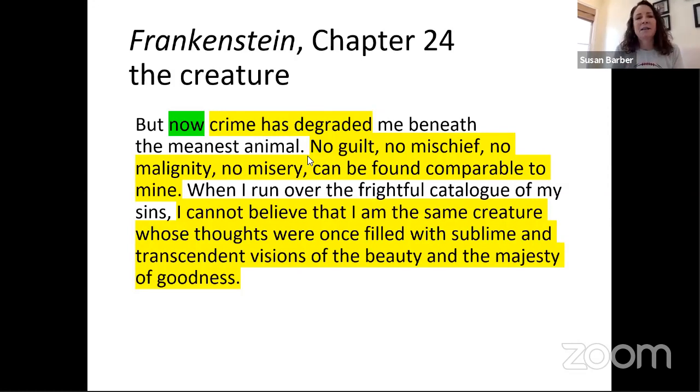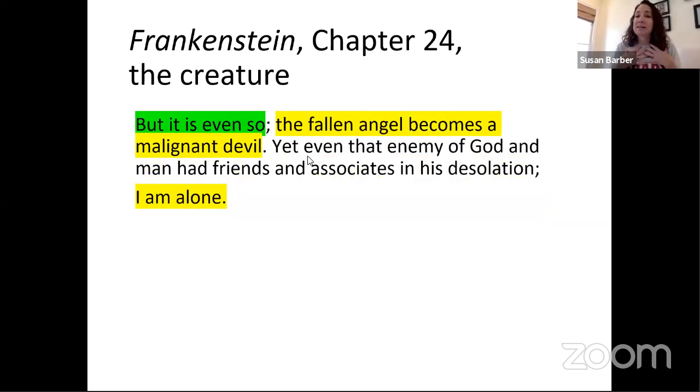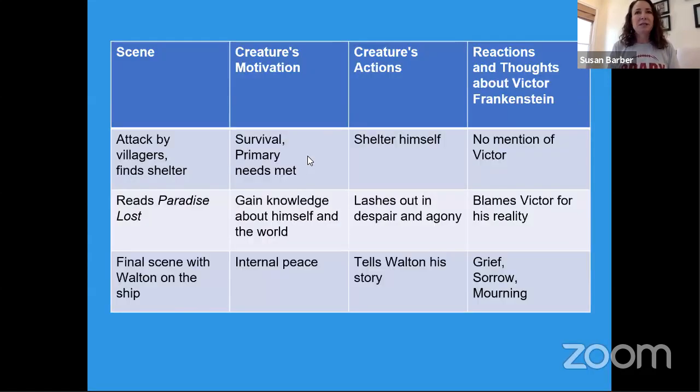And then finally, this excerpt from chapter 24, he says, "but it's so." And now he goes back making this connection to Paradise Lost. "The fallen angel becomes a devil, and I am alone." And this truly connects us back to one of the central meanings in the passage, his loneliness and isolation, and where does he fit. So it's so interesting how he has made this journey, and now looks back over his life.